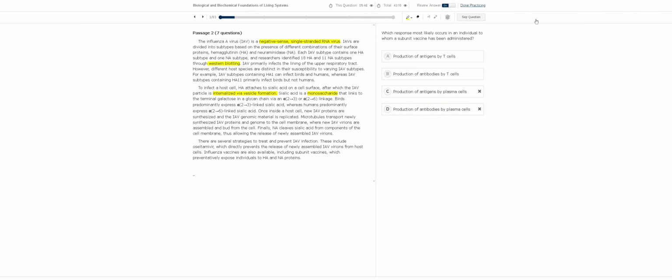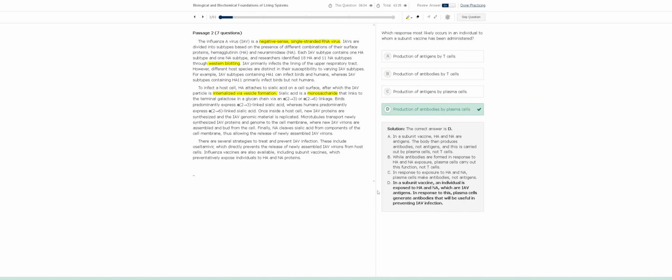So let's go to our answer choices one more time. This says production of antigens. Again, producing antibodies and antigens, that's the job of the macrophage. So that's C. And then if you go to answer choice D, production of antibodies by plasma cells, that lines up with our way of thinking, and so D is the correct answer. And that is question number 3.